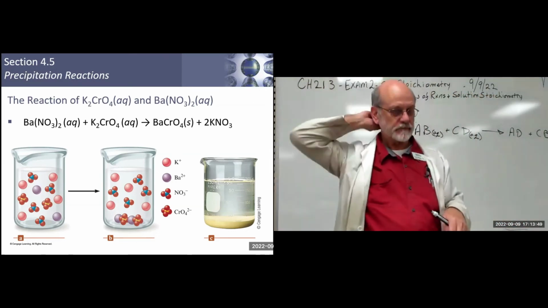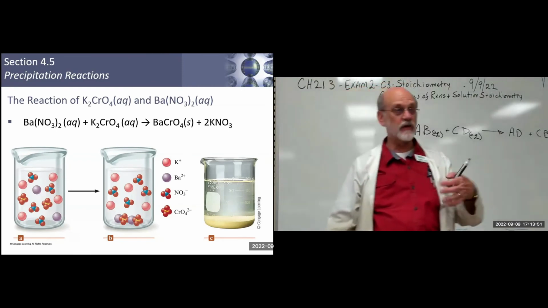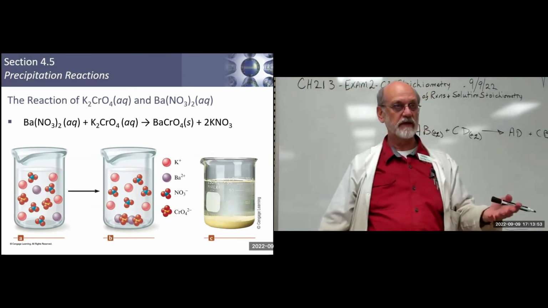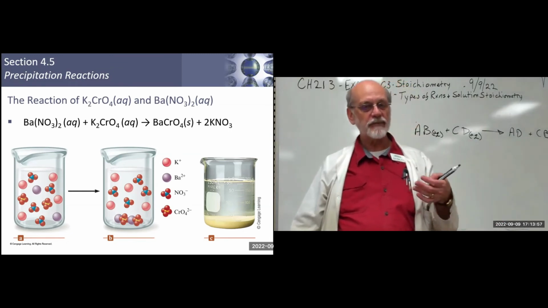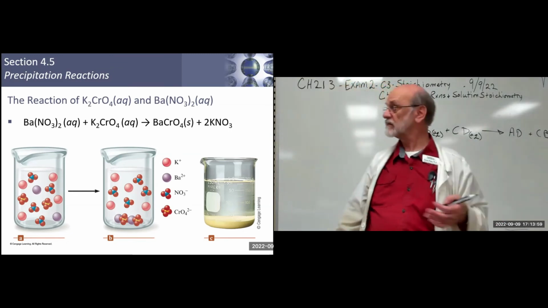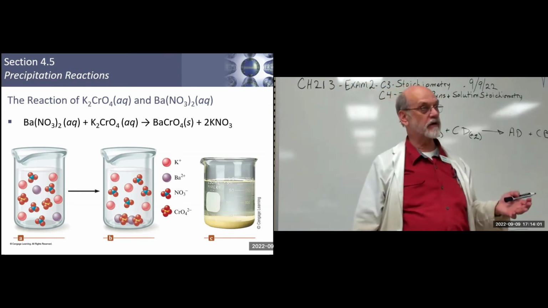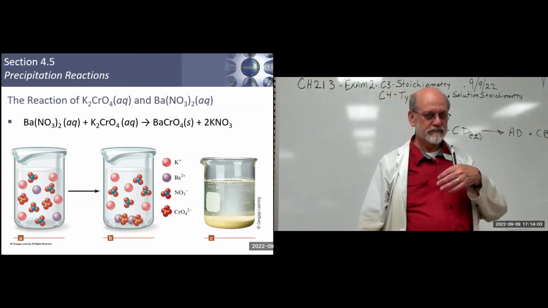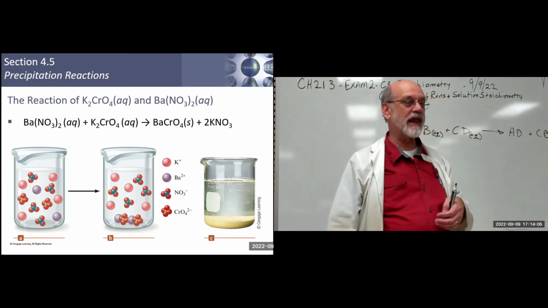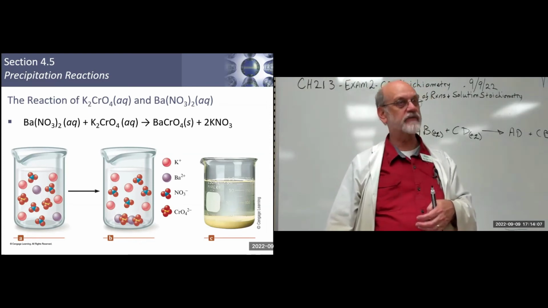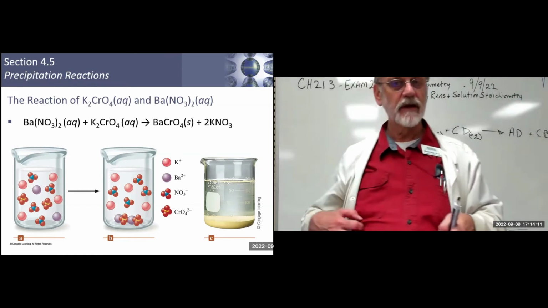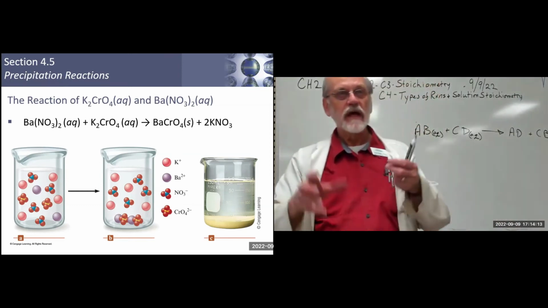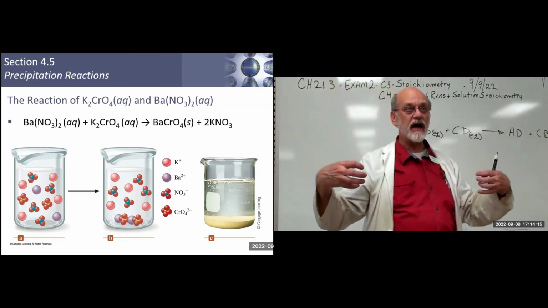Here's an example. Barium nitrate is soluble in water, right? In fact, the rule says all nitrates are soluble. Potassium chromate, the other one, that's soluble in water. All alkali metal compounds are soluble in water. Potassium's an alkali metal. But when you put them together, they're broken apart into ions.